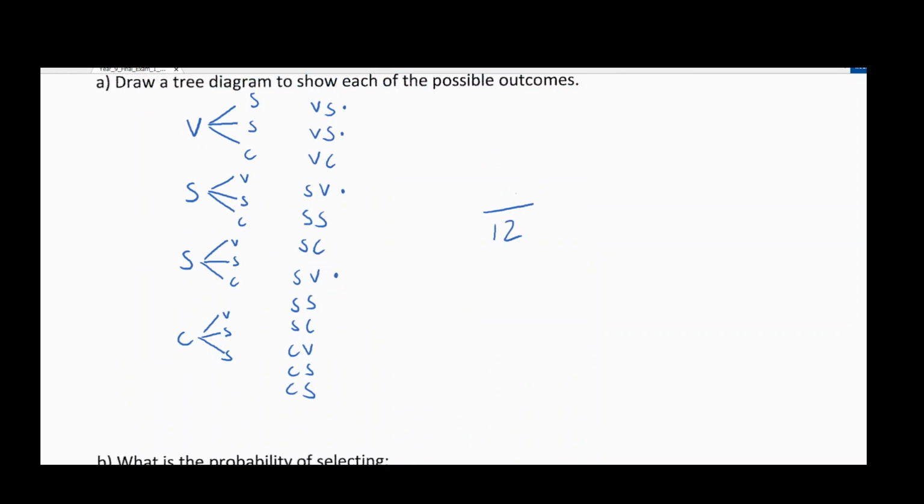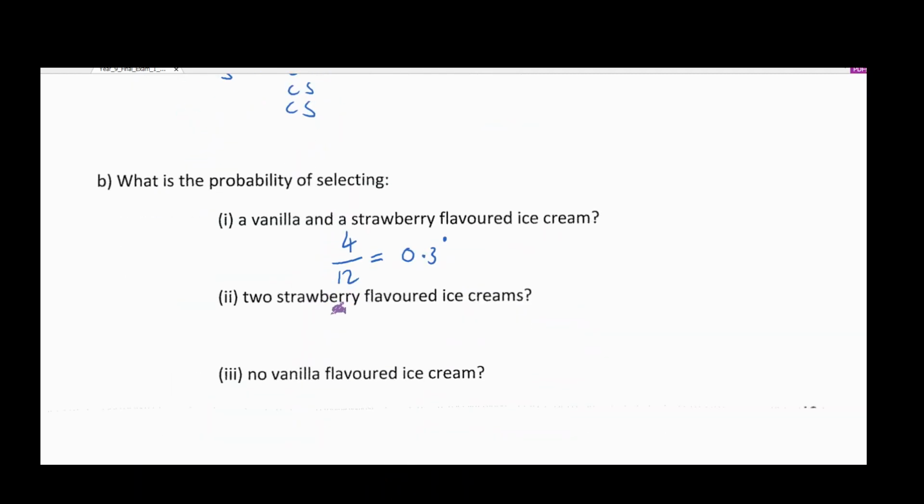Two strawberry flavoured ice creams. So let's look for those ones. Two strawberry. So we've got strawberry, strawberry, strawberry, strawberry. That's 2 out of 12. 2 over 12. 2 divided by 12, which is 0.16 recurring.